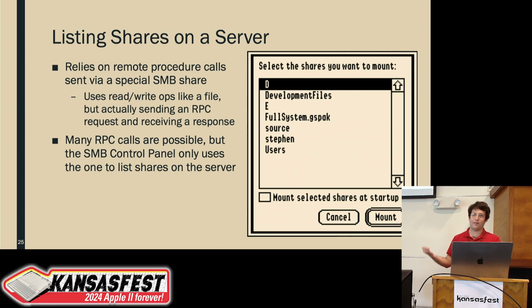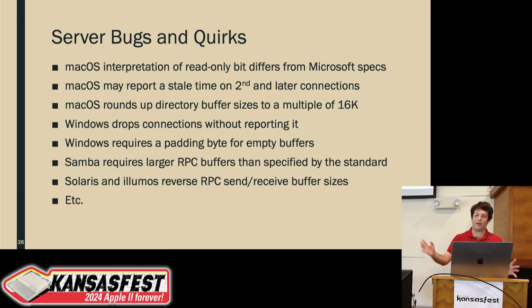But the SMB control panel only uses one kind of remote procedure call, which is just a call to get the list of shares from the server. So that's what we do with that. And that's essentially the process of actually connecting to a server. Now I'll just mention, I won't go over all of these in detail in the interest of time, but basically every server you try out has its own bugs and quirks. You can read the protocol documents and try to implement something based on them, but you will find there are bugs and quirks on each individual server that you have to find and address by actually testing against it. That's certainly been a significant part of the work here.